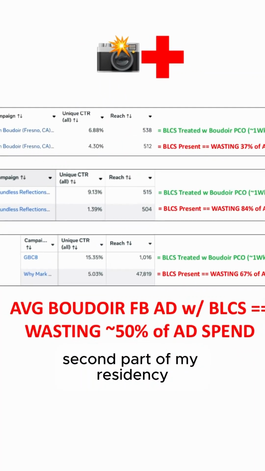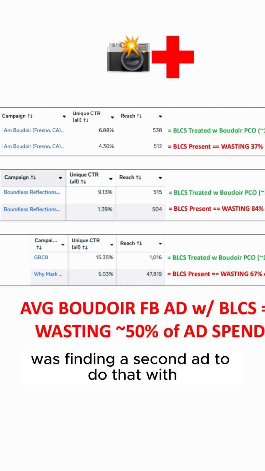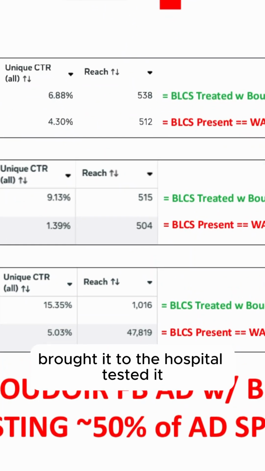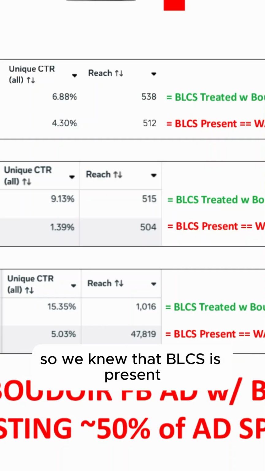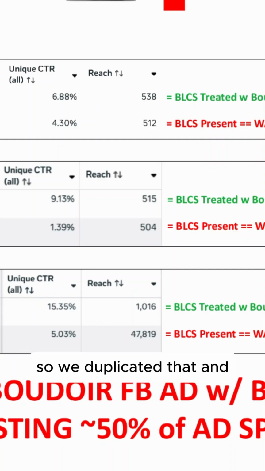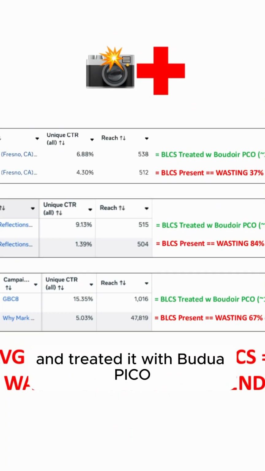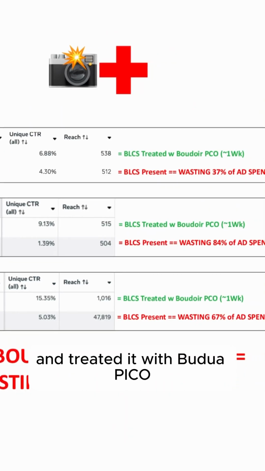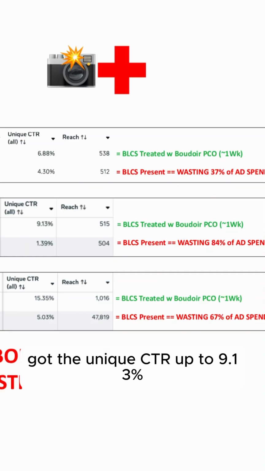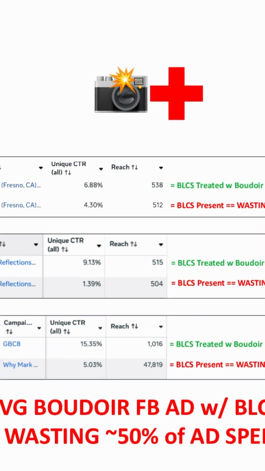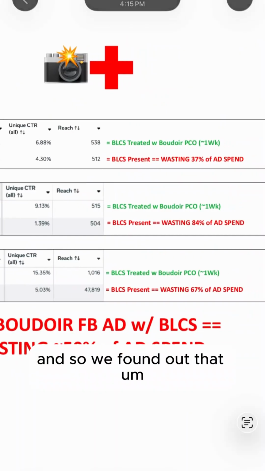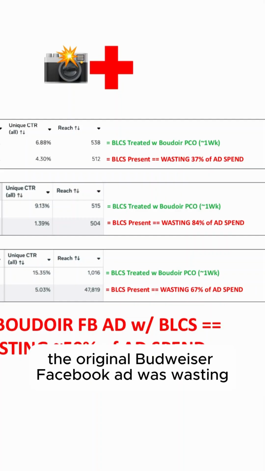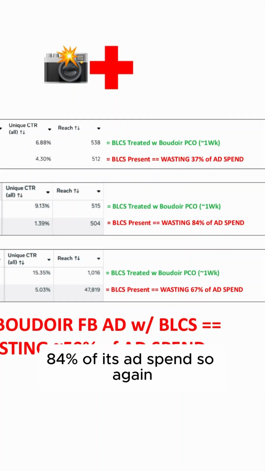Second part of my residency was finding a second ad to do that with. So I found another one out there, brought it to the hospital, tested it, found its unique CTR was 1.39%. So we knew that BLCS is present. So we duplicated that and treated it with Boudoir Pico, got the unique CTR up to 9.13%. Insanely good. And so we found out that the original Boudoir Facebook ad was wasting 84% of its ad spend.